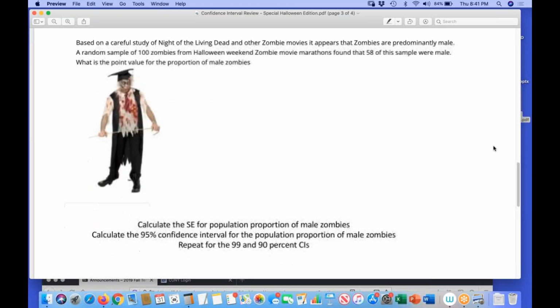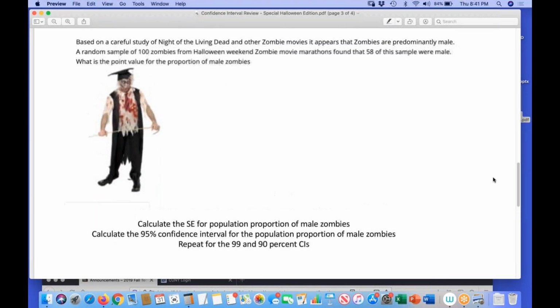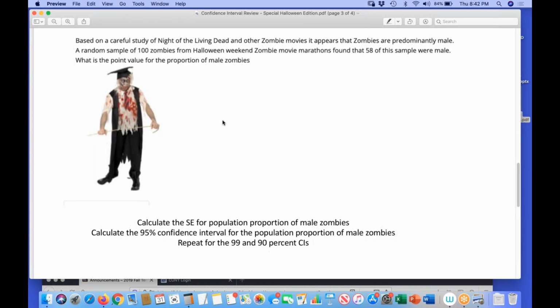Okay, so here's a graduate. I think this is the class of 1999 or something like that, graduated in epidemiology. I think that's a master's, right? A PhD has a little bit more stuff on it.